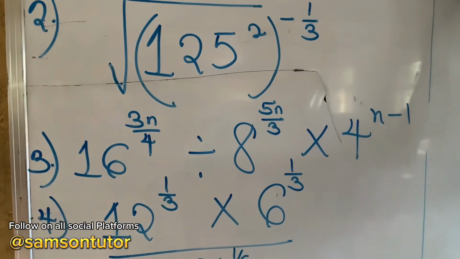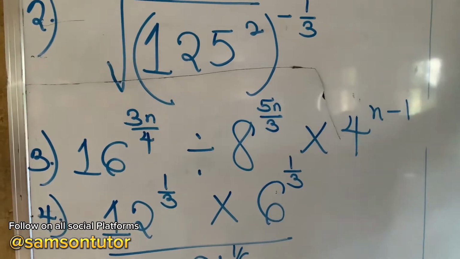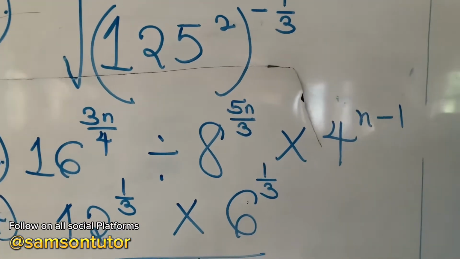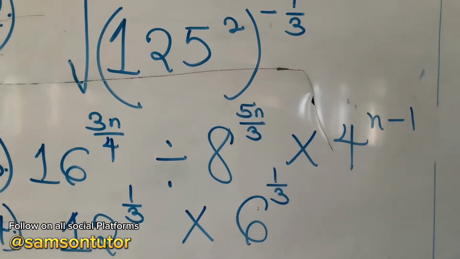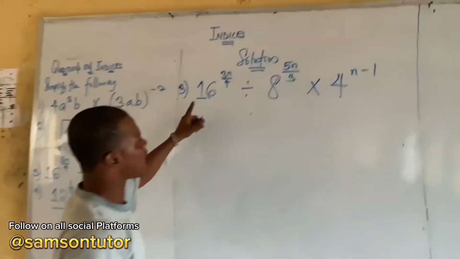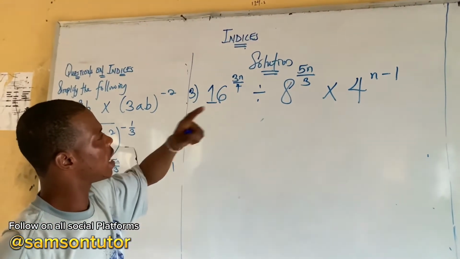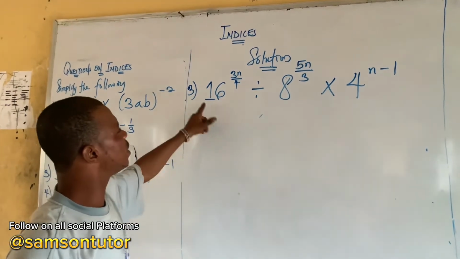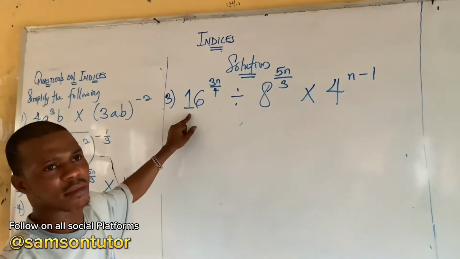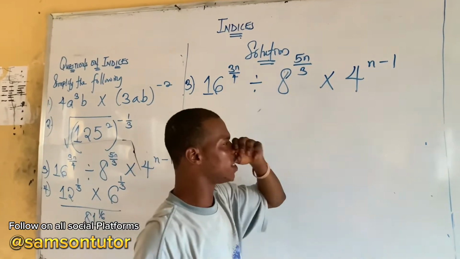So we are solving number 3, which says 16 raised to power 3n all over 4, divided by 8 raised to power 5n all over 3, times 4 raised to power n minus 1. So look at it, the first thing you see at first sight is that you can easily decrease everything to the lowest base of 2. Now 16 can be decreased to the lowest base of 2. 8 can be decreased to the lowest base of 2. 4 can also be decreased to the lowest base of 2.